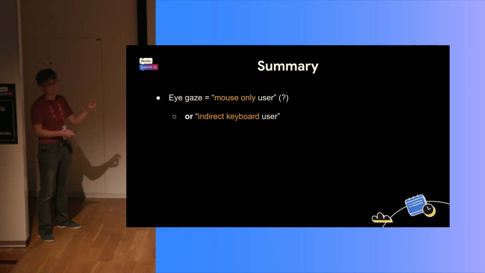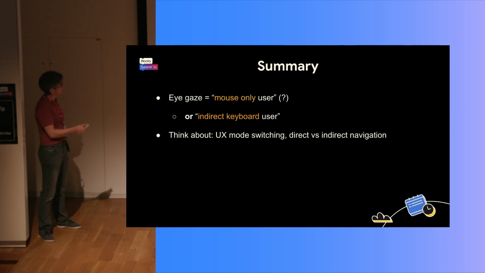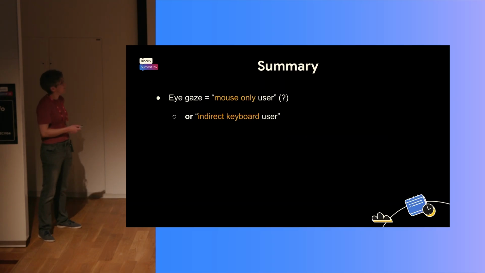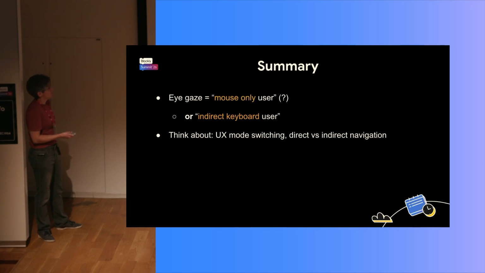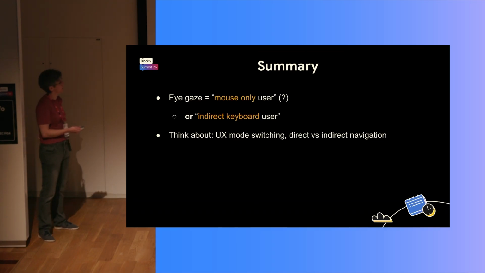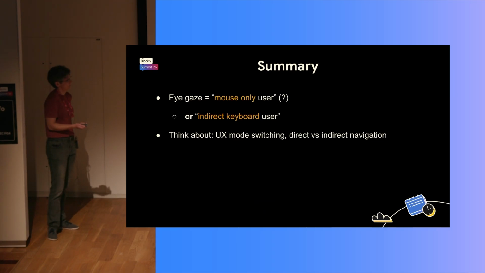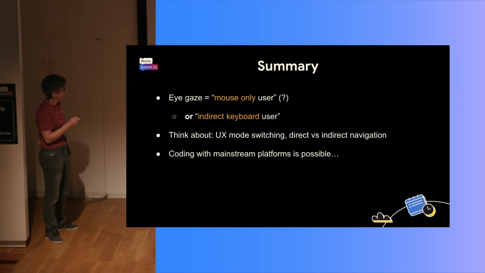So in summary, I have very quickly told you that an eye gaze user is sometimes a mouse-only user, and the only part is important. Once you're in mouse paradigm, you're not going to want to leave it to go find an on-screen keyboard or anything. Sometimes they're not. If they're not a mouse user, they're an indirect keyboard user, and they're very rarely both of those things. As soon as somebody gets a taste of direct control, that's what they want. So go away and think about the cost of mode switching in UX, and think about the cost of indirect navigation when direct navigation is available.